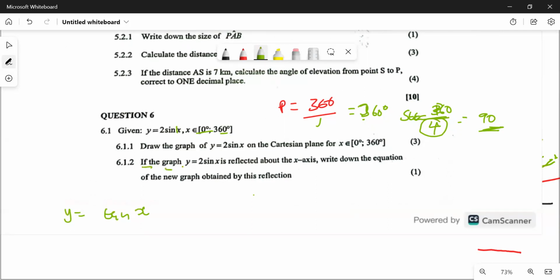They say if the graph of y is reflected by the x-axis, write down the equation of the new graph. Is reflected by the x-axis. What do you understand by the x-axis by now? The y is going to become negative. Okay? Yes. Now, meaning the new equation is going to say y is going to be minus 2 sine x. And then you get 1 mark for that. And then now we can do that one again.